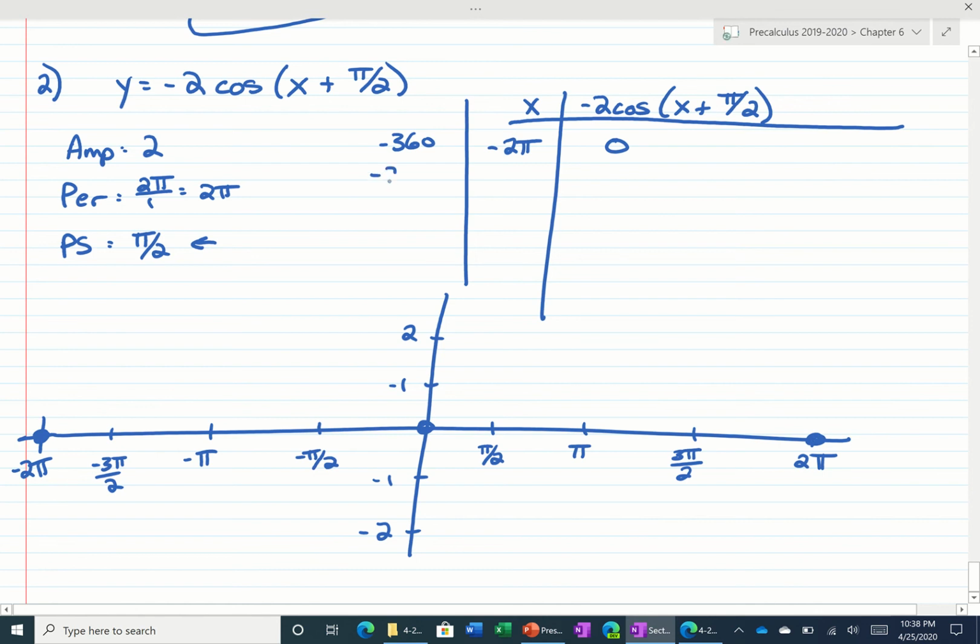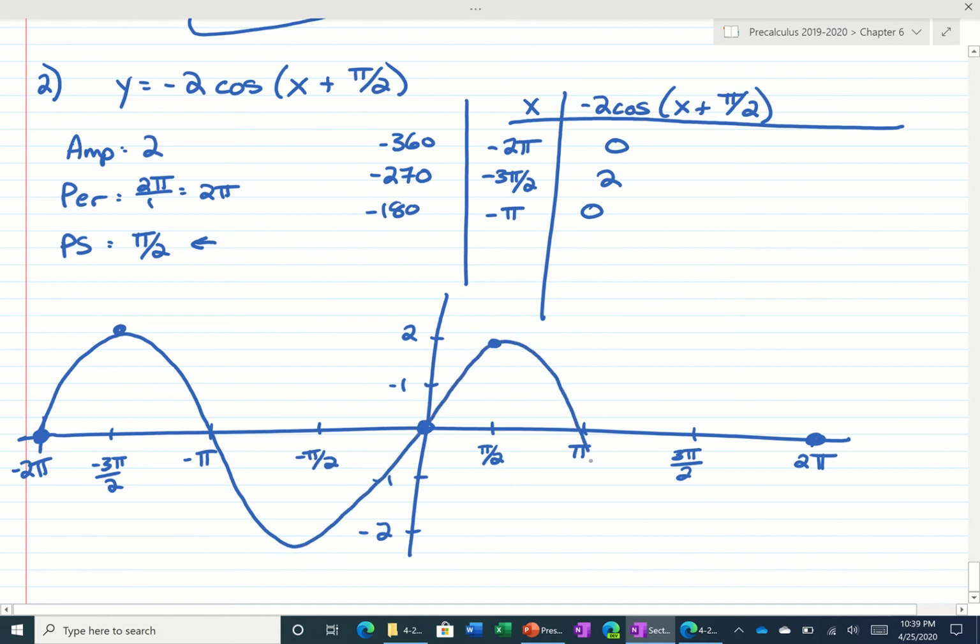Let's pick another number. Let's try -270, which is -3 pi over 2. I'm going to store that, -3 pi divided by 2, for A. My calculator is going to tell me that that's 2. 360 degrees later, it's 2, and 360 degrees later, it's 2. So we should start seeing a pattern here. -pi is -180. If we plug that in, we're going to get 0. And you know what the shape of cosine looks like. Eventually, you'll get the shape like that.